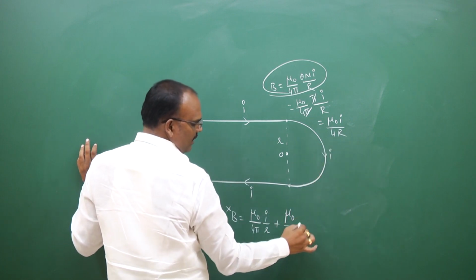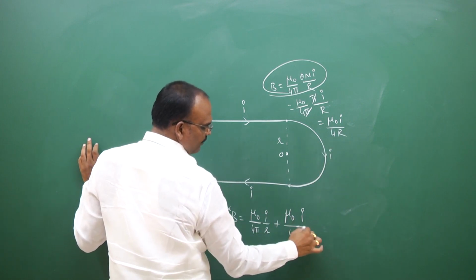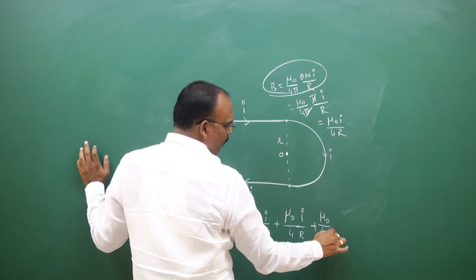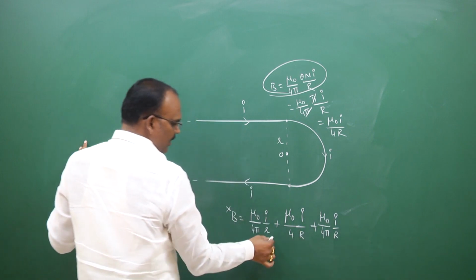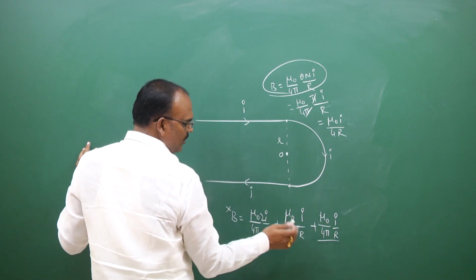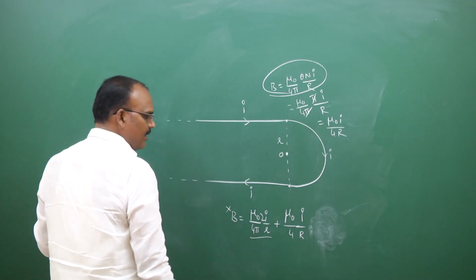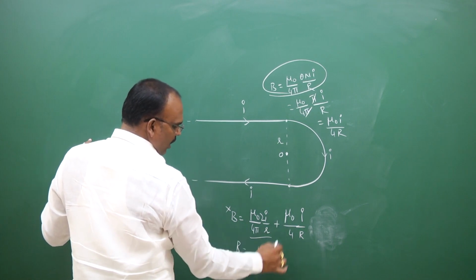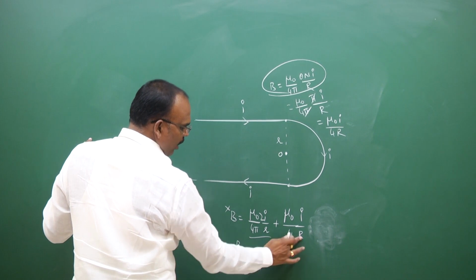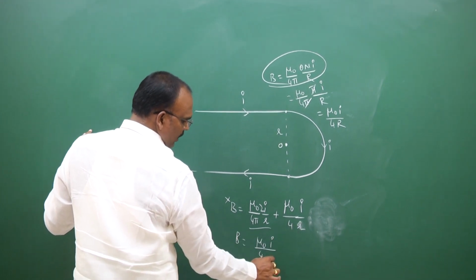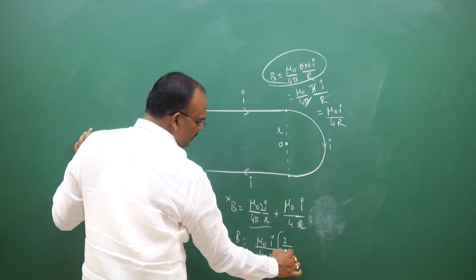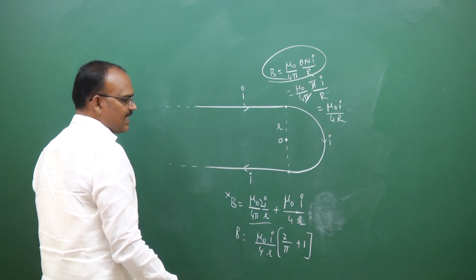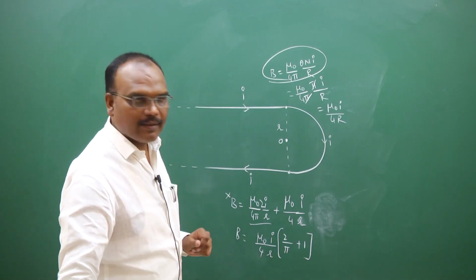After simplification we got this, mu naught I by 4r, plus again this is another semi-infinite, so mu naught by 4 pi I by r is the answer. These two we can add, you will get 2I, so no need to write this. So you take the common parameters outside. Mu naught is common, I is common, 4 is common, this r is also common. Then it is 2 by pi plus 1. So this is the answer. In that way we are going to calculate.